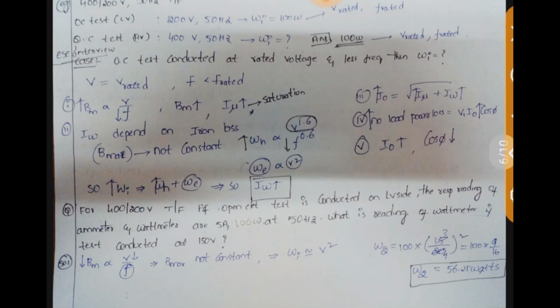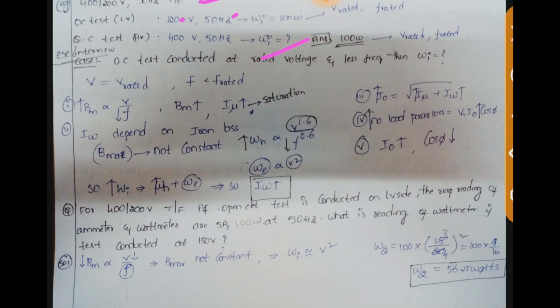Now let us solve a question. Suppose a 400 by 200 volt, 50 Hz transformer is given. Open circuit test, as I have told you, is conducted on LV at 200 volts, 50 hertz. The iron losses you got, suppose, are 100 watt. Now he conducted the same test on HV, that is 400 volts at 50 hertz. What is the iron loss?